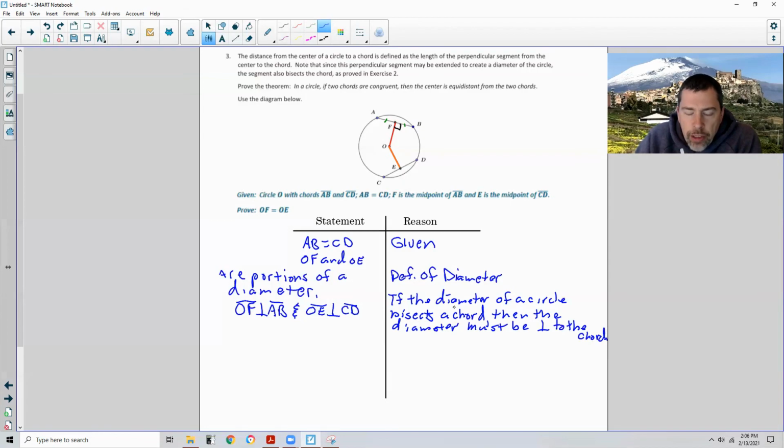Okay, we just proved that in the previous page. So once we prove something, we can use it in our toolbox, if you will. So OF is perpendicular to AB and OE is perpendicular to CD. So therefore this is a right angle here as well.